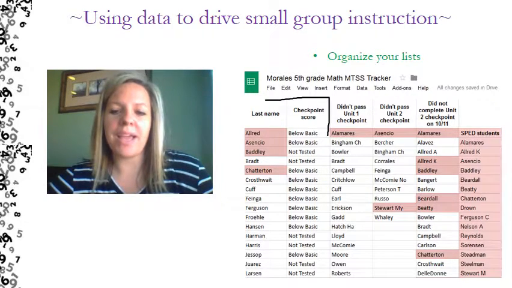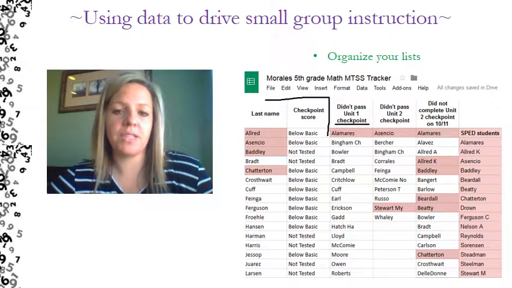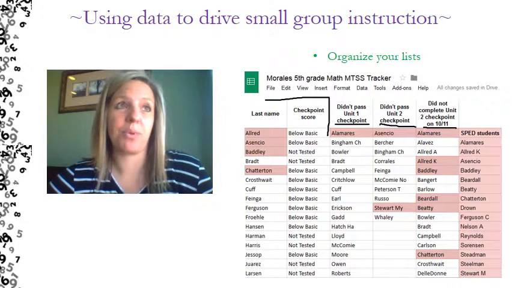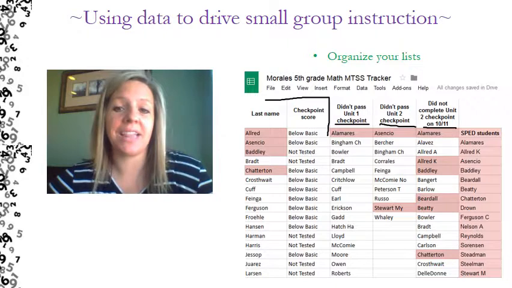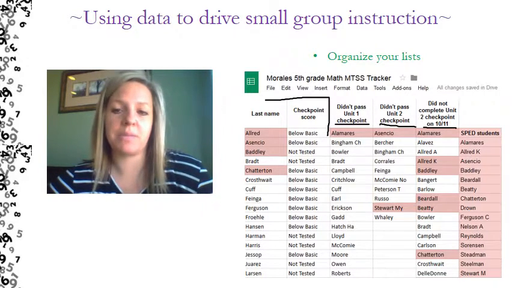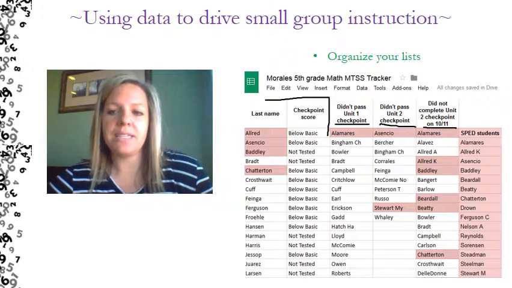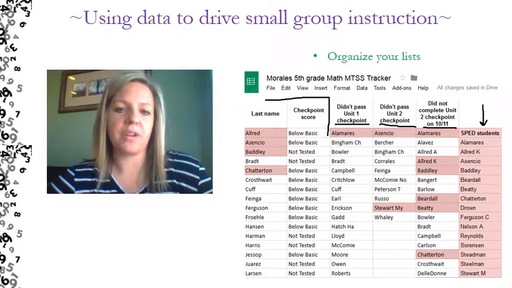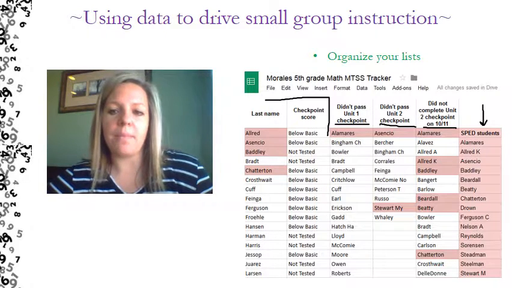So I've got my Unit 1 checkpoint, all my kids who didn't pass that. Then I lined up my kids who didn't pass the checkpoint, and I also included the kids who had not taken that second checkpoint, because according to the pacing guide, they should have been there with me, so all of those kids were behind the expected progress.